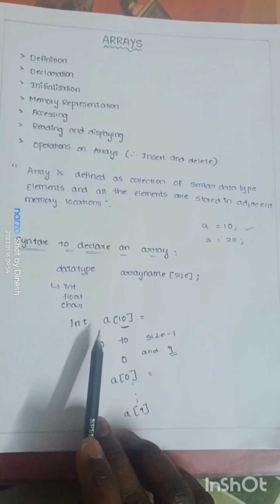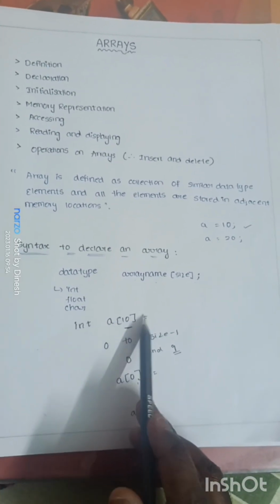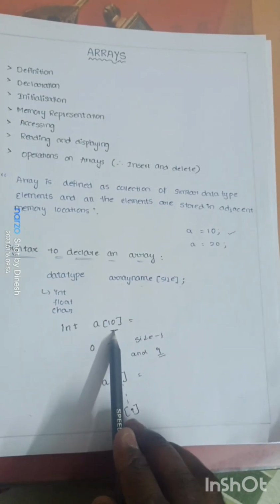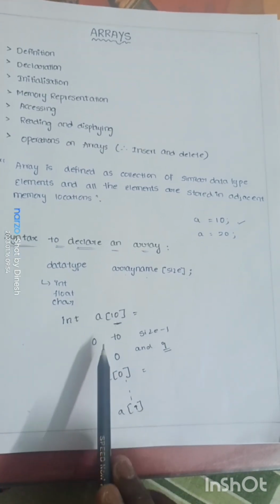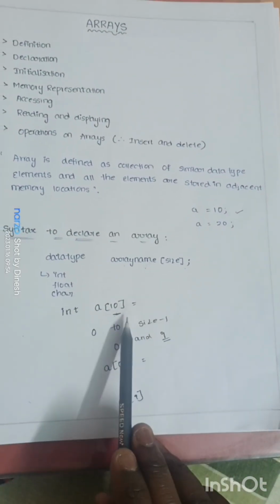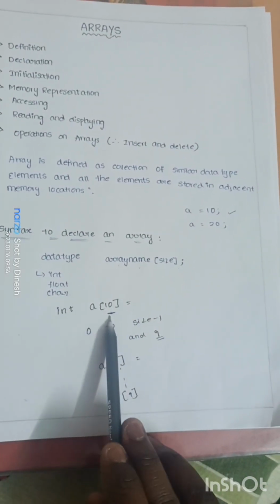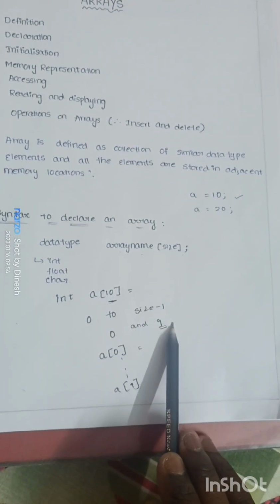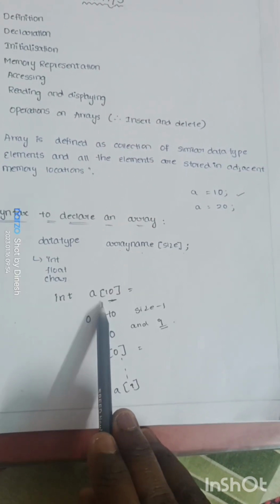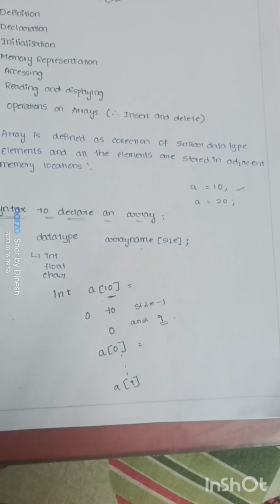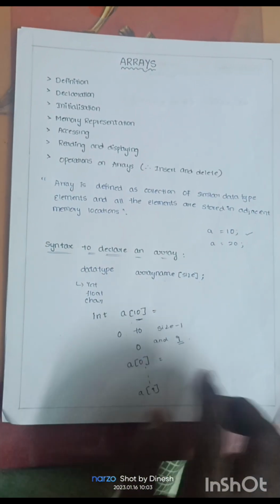Now let us take one example. int a[10] means the size of the array is 10. For arrays, the index starts from the 0th location and goes to size minus 1. Here the size of the array is 10, so 0 to size minus 1 means 0 to 9. For accessing, we use the array elements from a[0] to a[9]. So this is about how to declare an array.